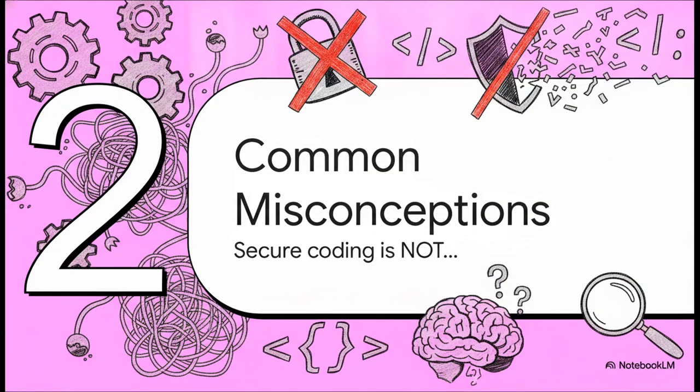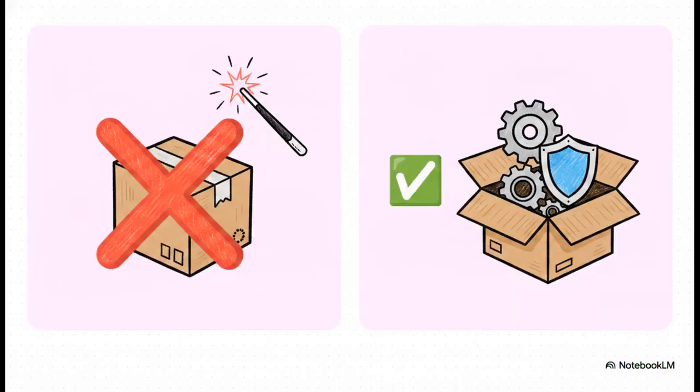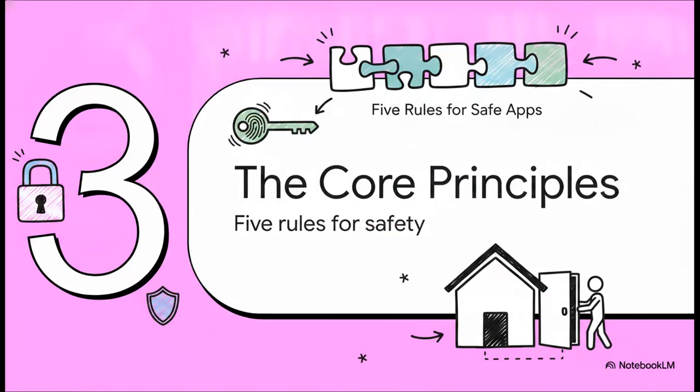Moving on to Section 2, breaking the security myths and what people get wrong. Because before we learn the rules, we really need to know what secure coding is definitely not. People often think security is just a magic wand, you know? Like a scanner tool you run at the very end, or a quick feature you just tack on right before launch. The reality, you just can't rely on automated scanners alone. Real security has to be built in from the very start, and honestly, it is absolutely everyone's job on the team.